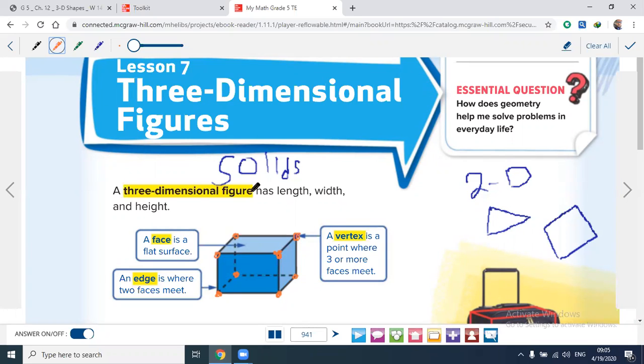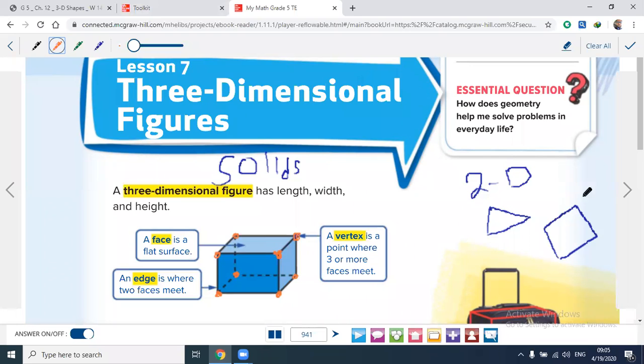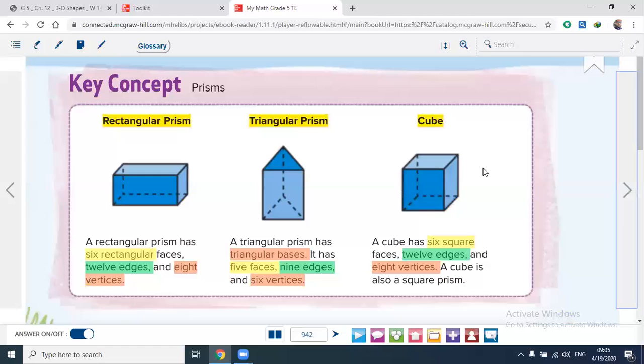Now, I will show something here on page number 942. There are many 3D shapes, but our lesson is only about prisms. Who can give me an example for 3D shapes? Like the cube and the rectangular prism. And we also have sphere, cylinder, and pyramid. There are many 3D shapes, but our lesson is talking about only the prisms.